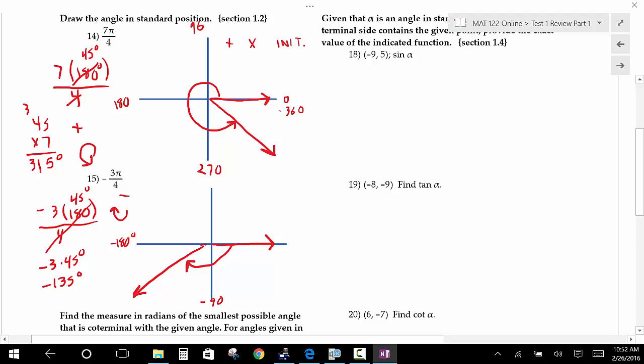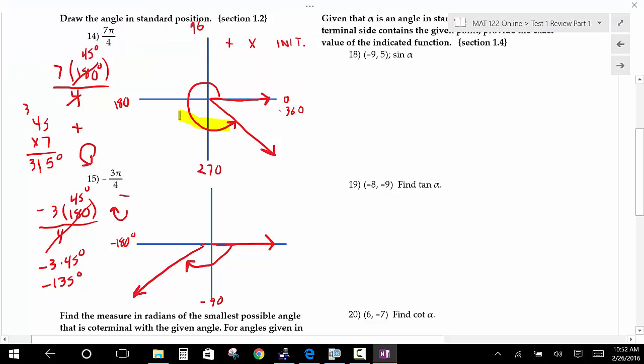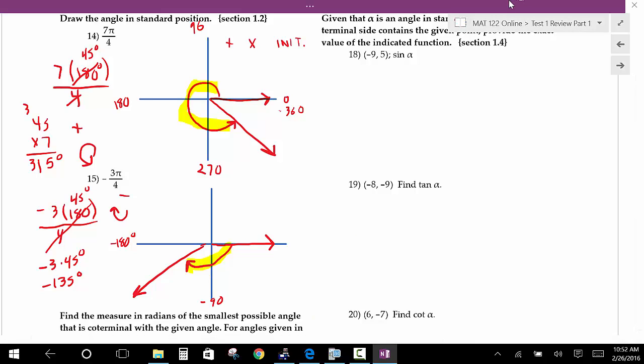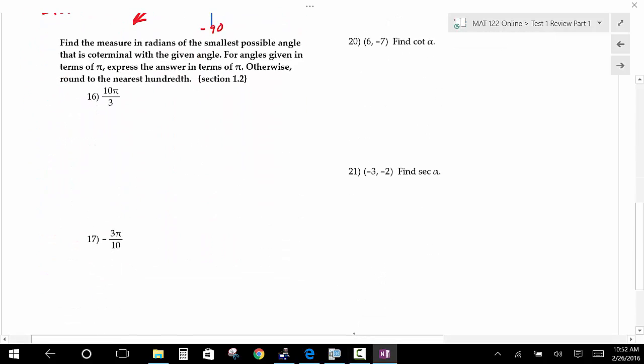One thing that you always want to do that's important, a lot of times I see students don't do this. They think it's unnecessary. It's actually very necessary to put that direction on there so that I can see that you're going clockwise or counterclockwise and that you're going around the correct number of rotations. So be cautious about doing that. Next problem, find the measure of the smallest positive coterminal angle.